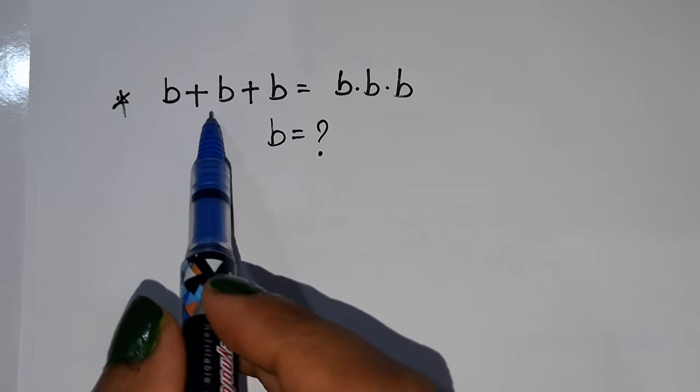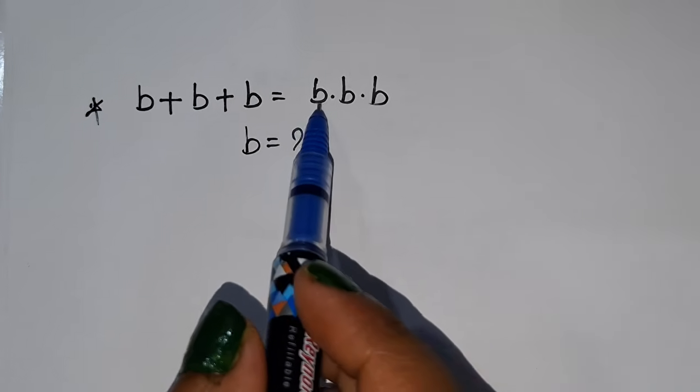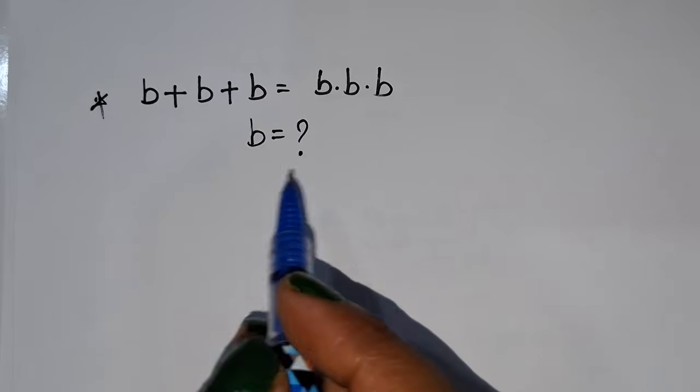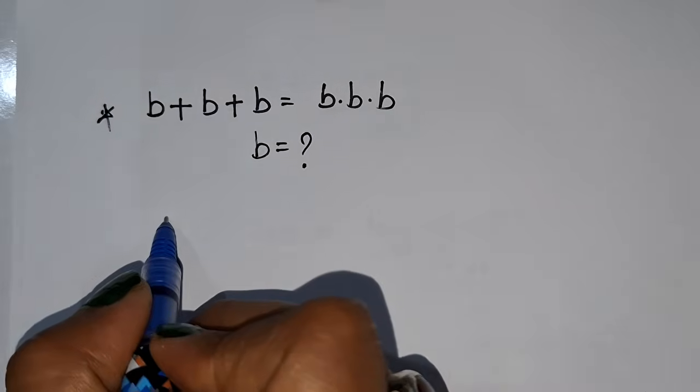Question: given b plus b plus b is equal to b times b times b. Here we have to find out the value of b in this equation. How can we find out the value of b? Let's see the solution.